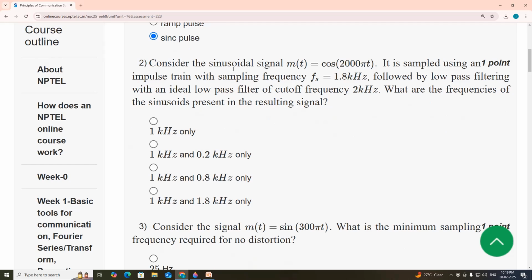Second one: consider the sinusoidal signal cos 2000 pi t. It is sampled using an impulse train with a sampling frequency fs of 1.8 kHz, followed by low pass filtering with an ideal low pass filter of cutoff frequency 2 kHz. What are the frequencies of the sinusoids present in the resulting signal? So we will see the resulting signal now.